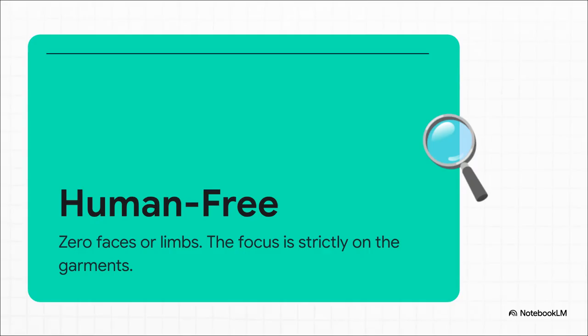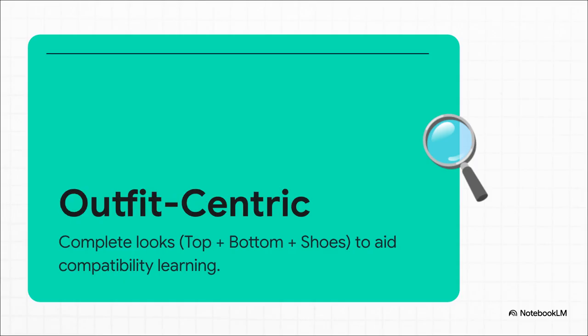First off, it's human-free. And this is probably the most important part. When you get rid of the faces, the limbs, the different body shapes, the AI isn't distracted anymore. It can learn the true shape, texture, and fit of a jacket without any bias from who's wearing it. The focus is 100% on the clothes, period. Second, it's outfit-centric. Now this is brilliant. Instead of just showing the AI a picture of a single t-shirt in isolation, Fashion 1K gives it complete looks. We're talking the top, the bottom, the shoes, all presented together. So the AI isn't just learning what a shirt is, it's learning what that shirt goes with. It's learning about style and compatibility.